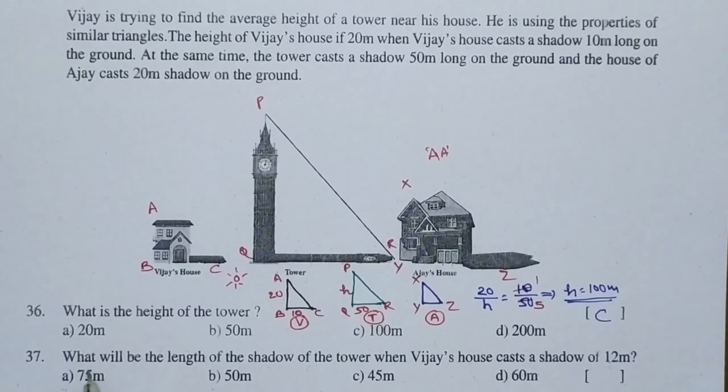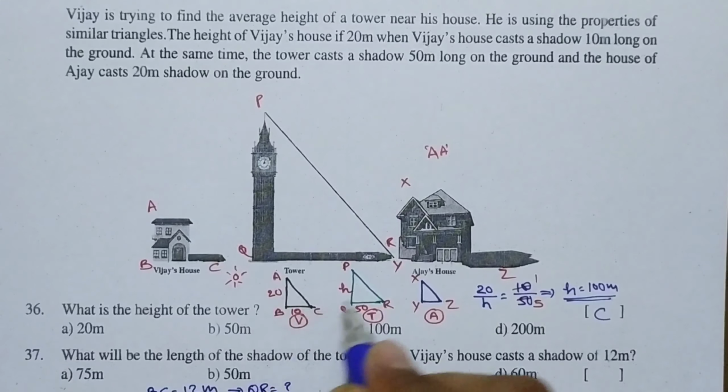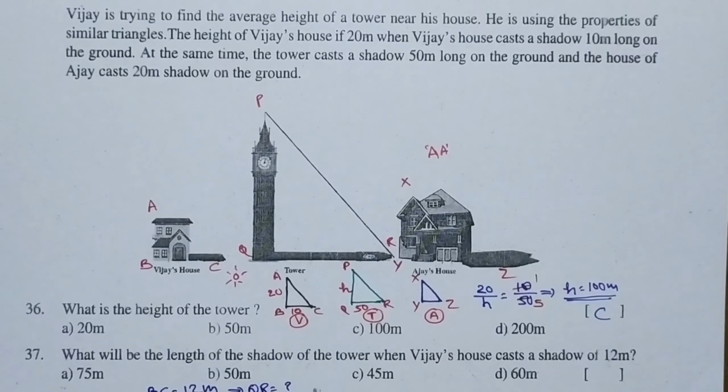Now we see question number 37. What will be the length of the shadow of the tower when Vijay's house casts a shadow of 12 meters? Here the shadow is BC. So here it is given BC as 12 meters. Now the question is, what is the length of the shadow of the tower? That is QR. QR is to be found. Clear? So the remaining data can be used as it is. As we know, we can write it as AB by PQ. Here AB is 20. So first let us write it, AB by PQ is equal to BC by QR.